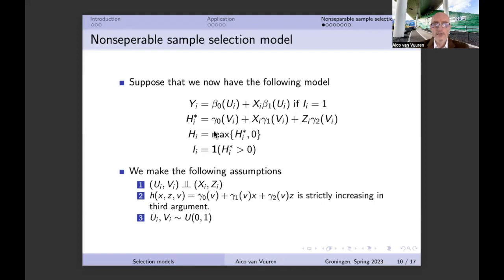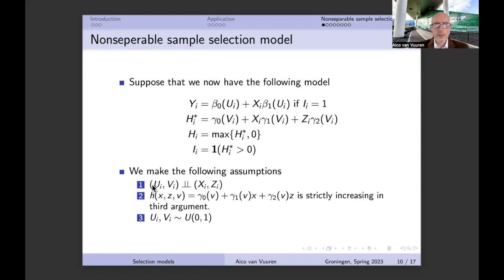And now h(x, z, v) is simply nothing else than the right hand side of this equation that we have over here. So it's equal to gamma 0(v) plus gamma 1(v) times x plus gamma 2(v) times z. So we should realize that this actually is nothing else than the right hand side over here for given values of x, z, and v. And again we are going to assume that this function, whatever this function is going to be, must be strictly increasing in its third argument. And then finally I'm going to assume that u and v are uniformly distributed, as you might already have expected.